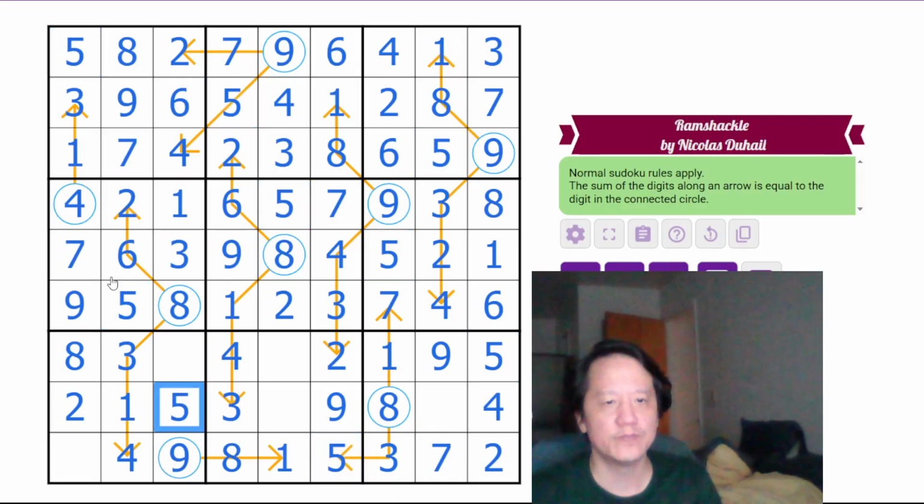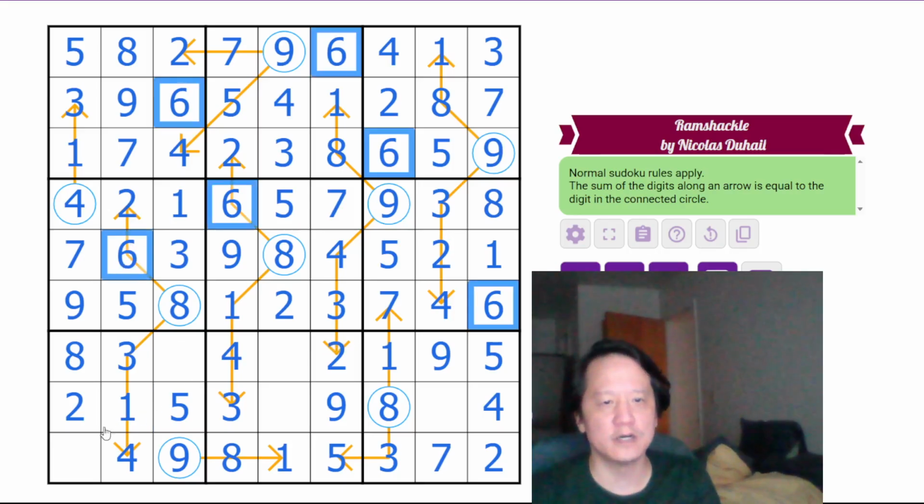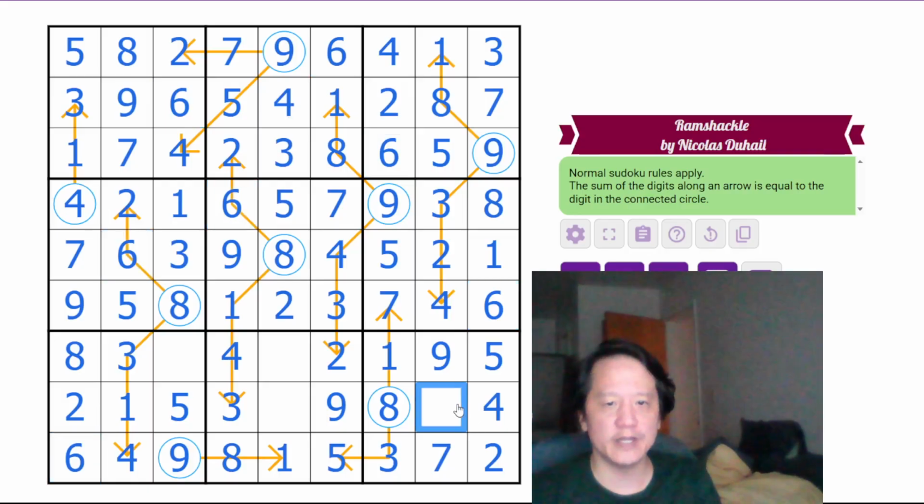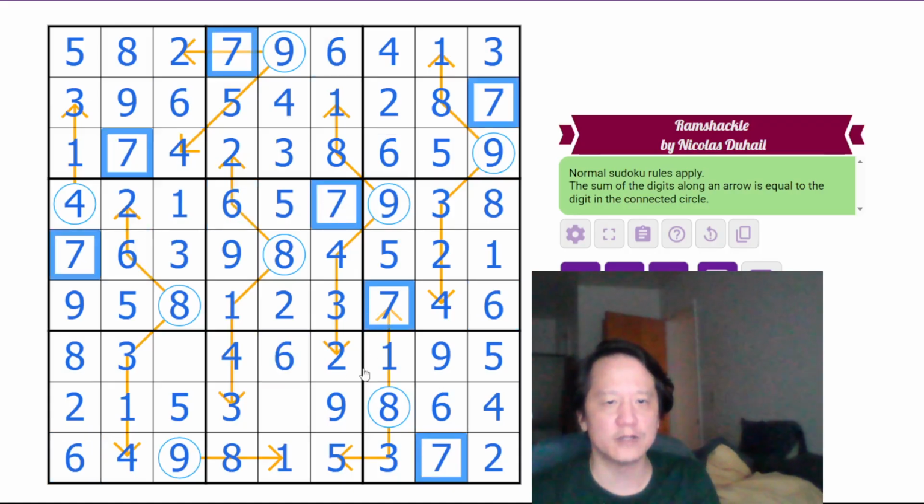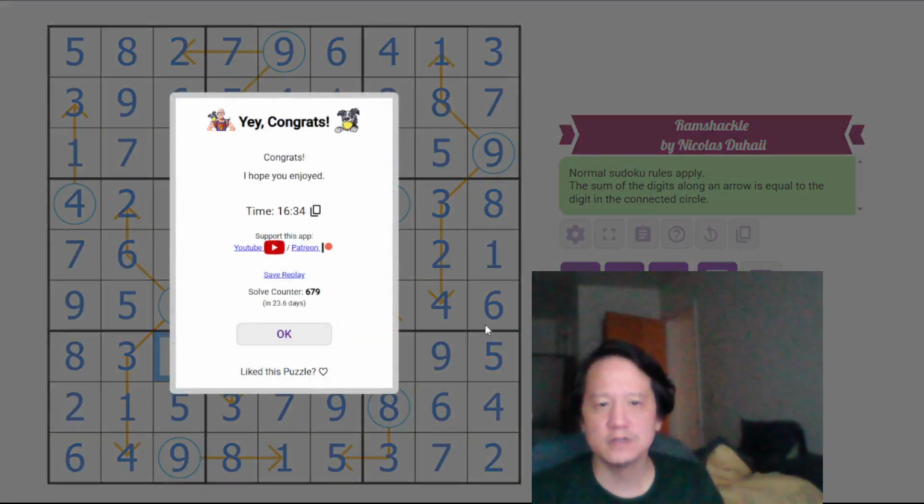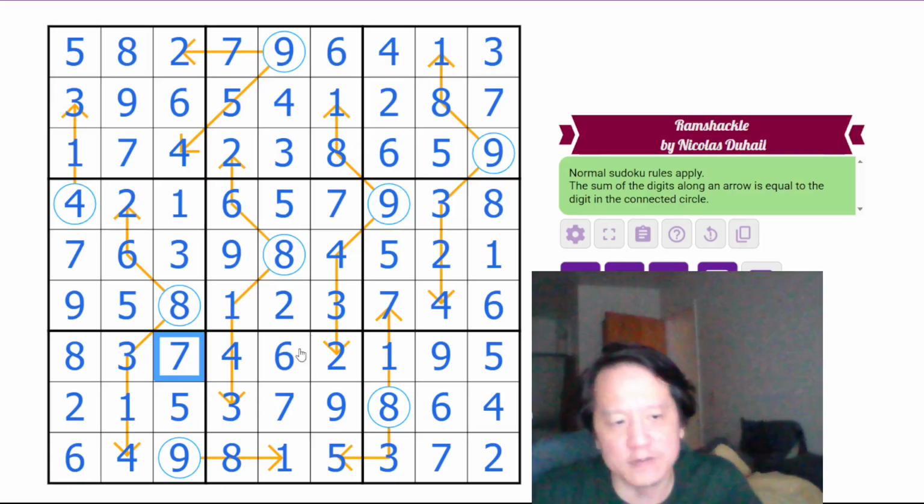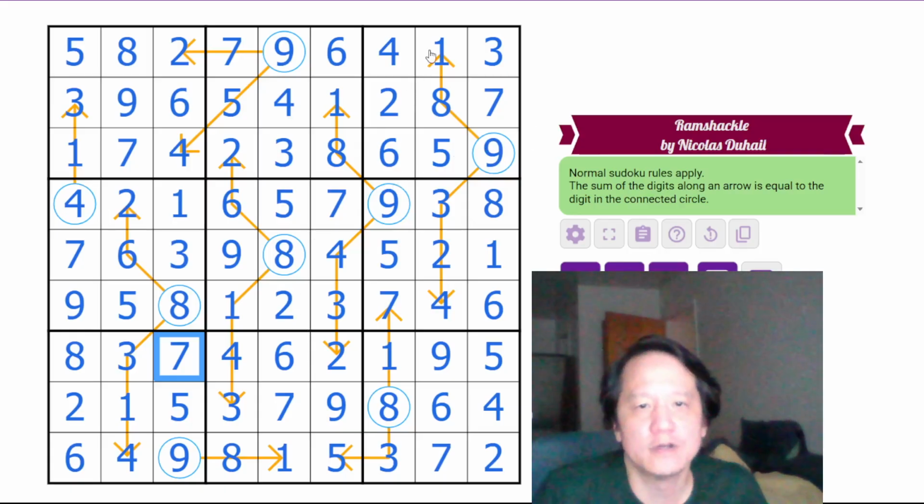It's there. 6's in column 1, it's there. Column 8, it's there, which means we have 8 6's, so the last 6 is there, and then the rest are 7's. And that's a solution. Fairly straightforward.